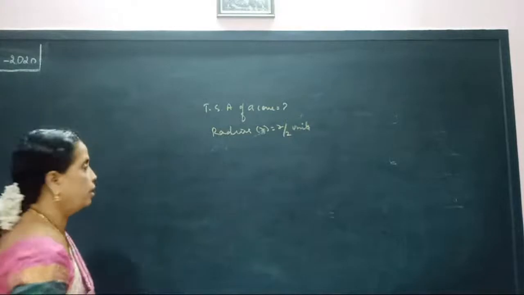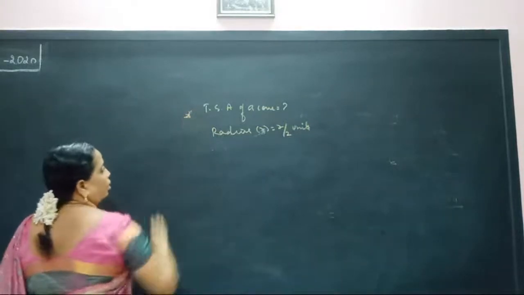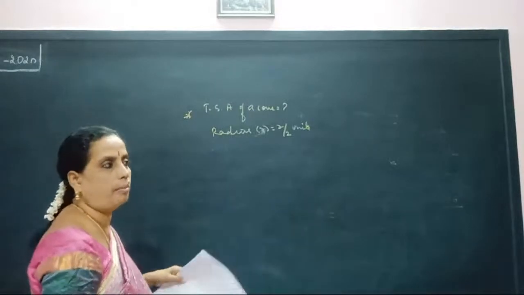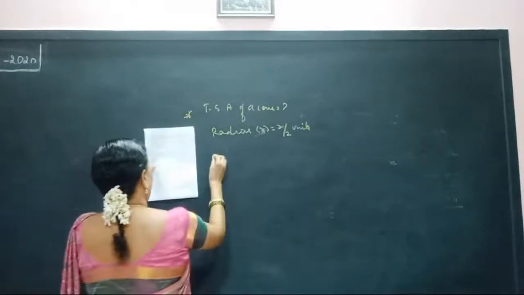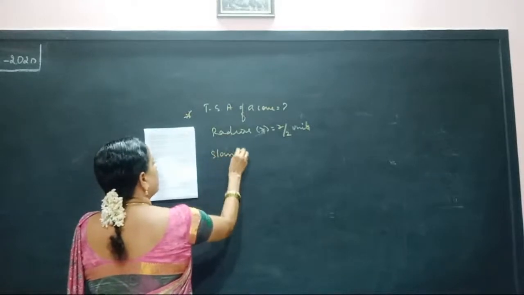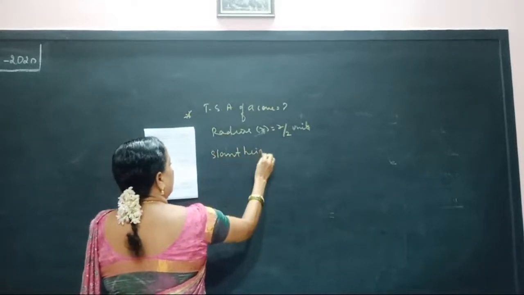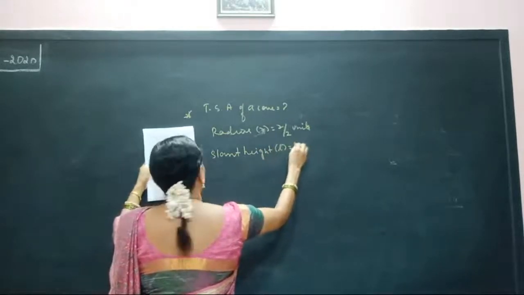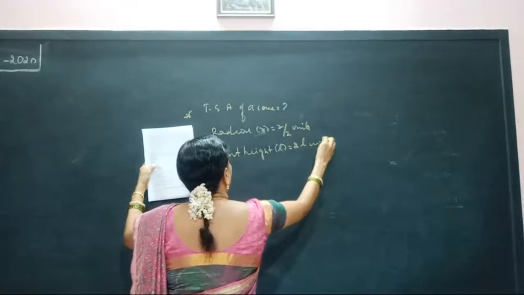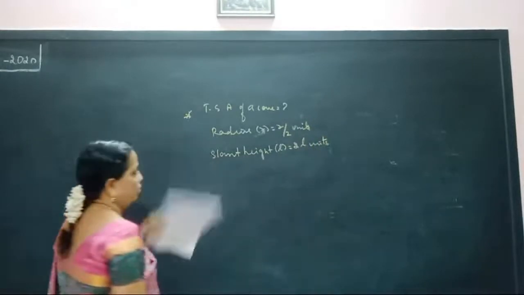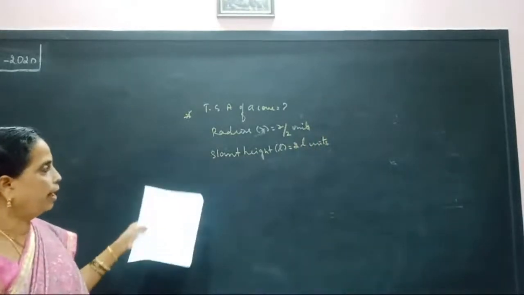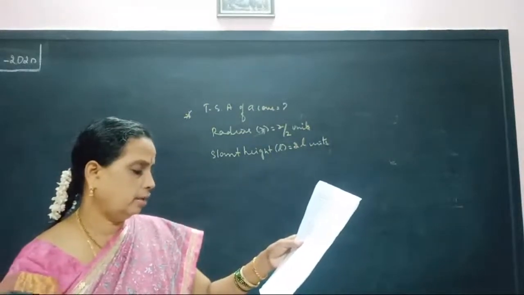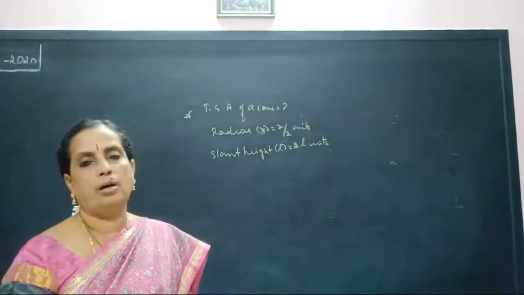Very important question. This is a replication question. When the radius is halved, the radius is r by 2, and the slant height is doubled. What will be the total surface area? Condition: when the radius is half, the slant height is doubled. Calculate the total surface area of a cone.